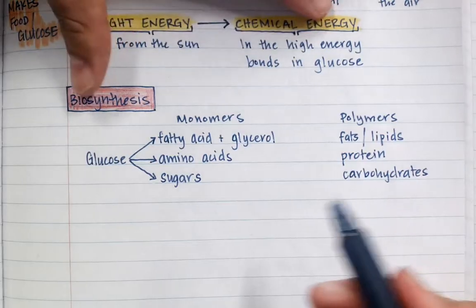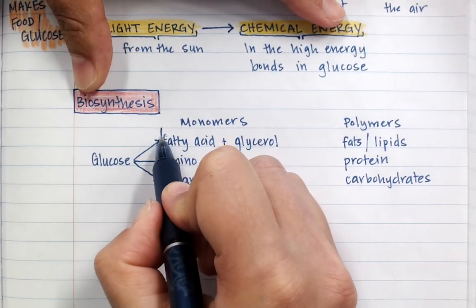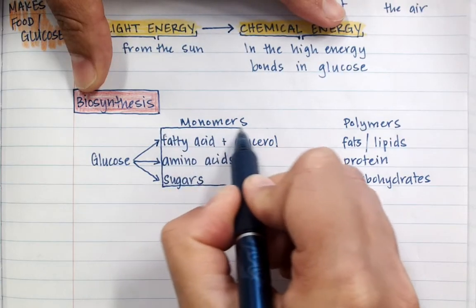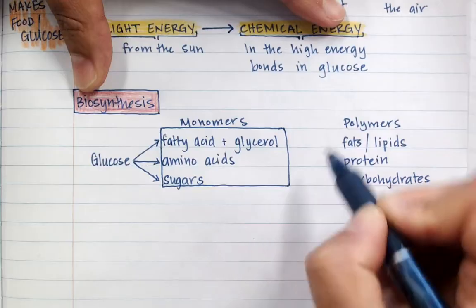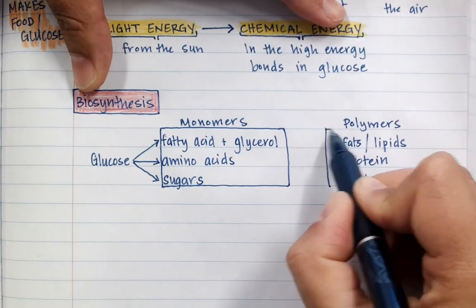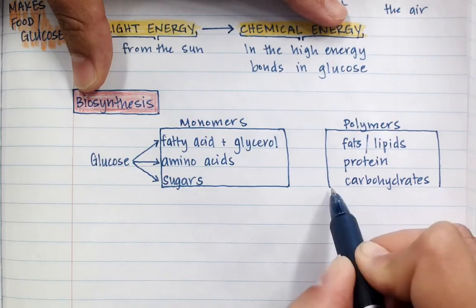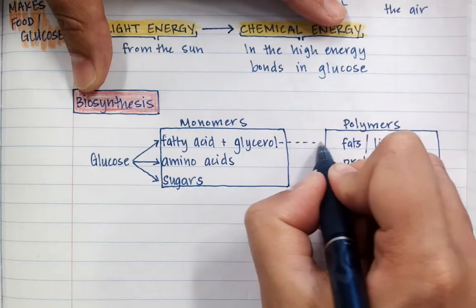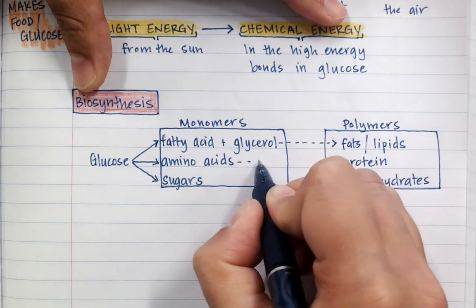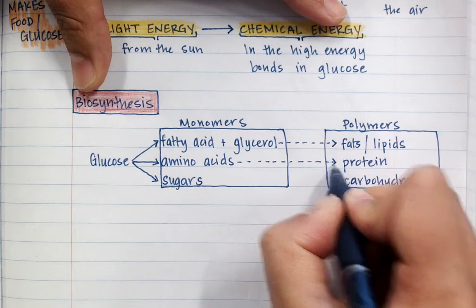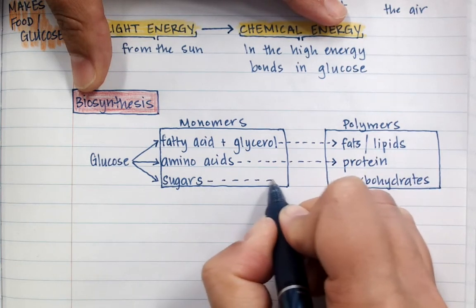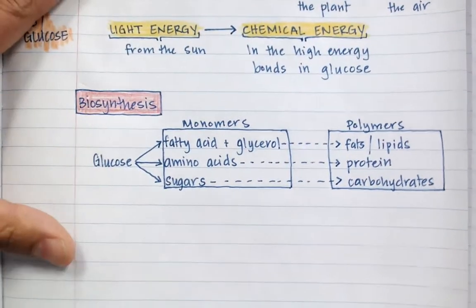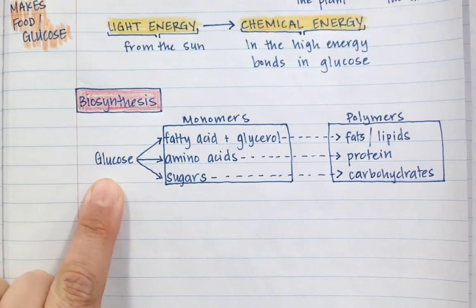So I'm going to make this a little bit clearer by putting a box around this to show that these things are my monomers, and they're getting turned into my polymers. So this one becomes this. Amino acids become protein. Sugars become carbohydrates.